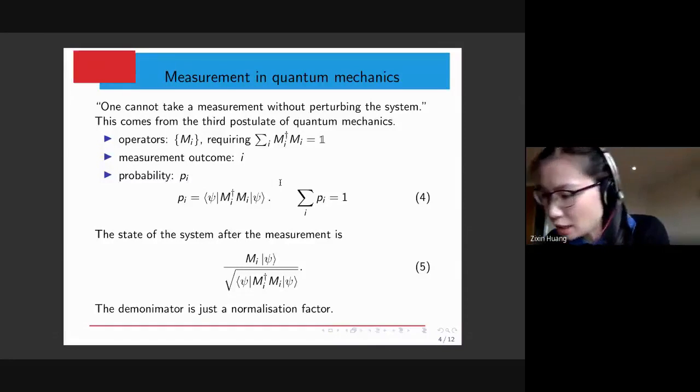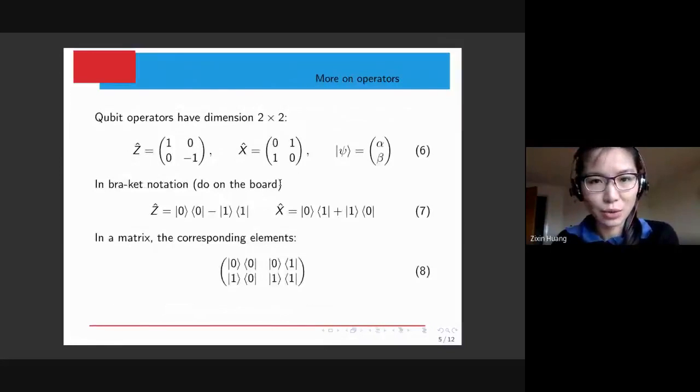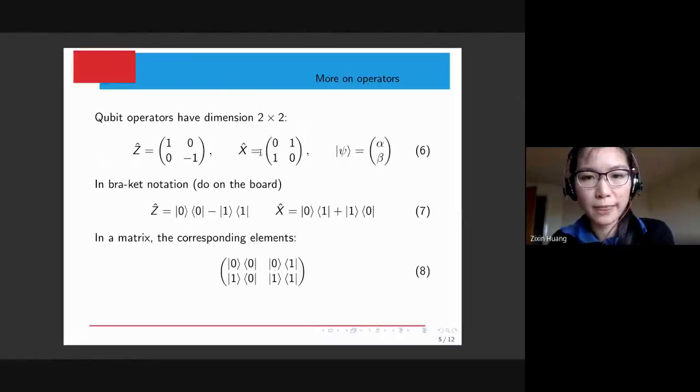Okay, so now let's have a look at some simple examples. Actually, before that, I want to talk a little bit more about the dimension of the operators and the vectors. You may have seen that the Z operator in matrix form looks something like this. It has a 1 and a -1 on the diagonal, and the off-diagonals are 0, and the X has 0s on the diagonal and 1s on the off-diagonals.